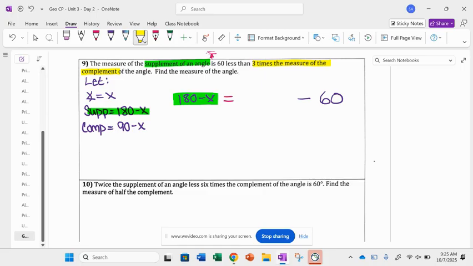Jonah? Yeah. Say it one more time. No. So you're right about the 3 being multiplied, but it didn't say 3 times the angle. Jonah, it says 3 times the complement. So Jonah, look at our let statement. What's the complement represented as? So it's going to be 3 times the quantity of 90 minus x.